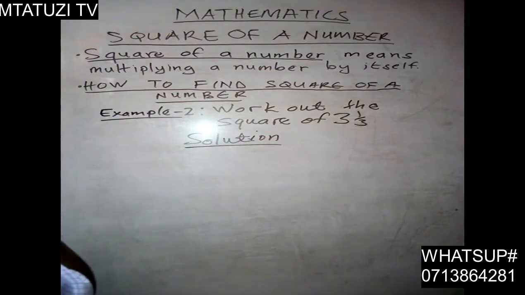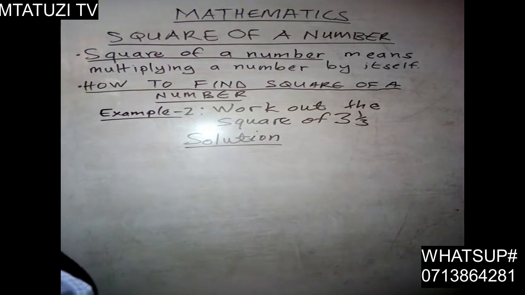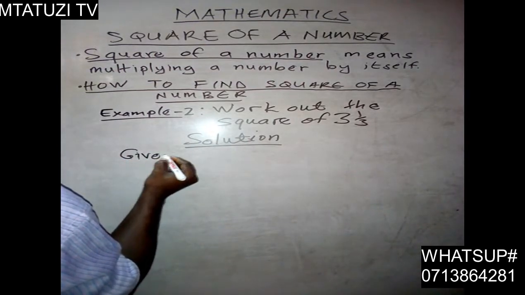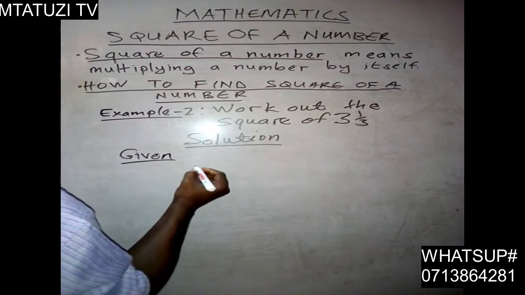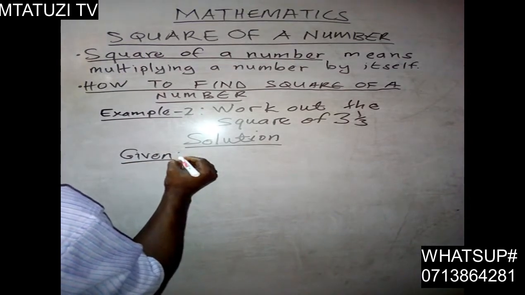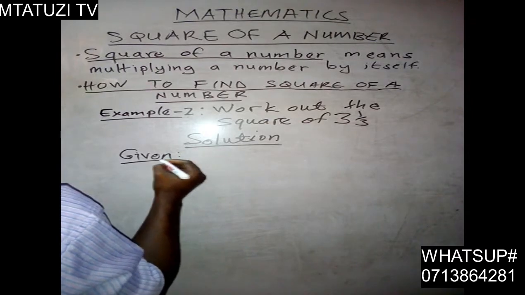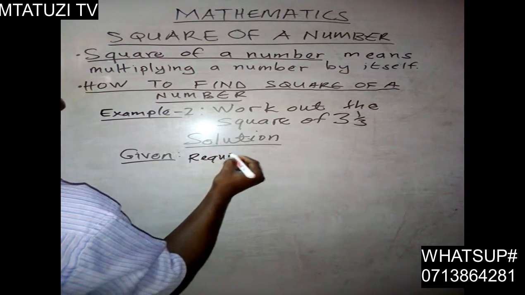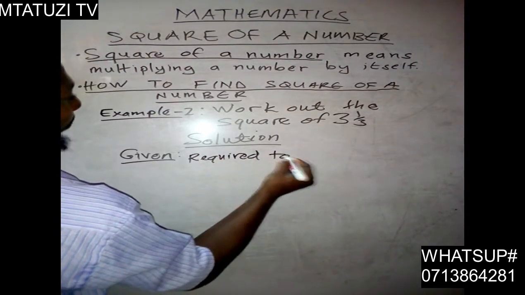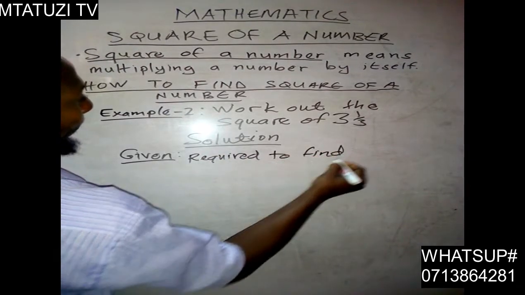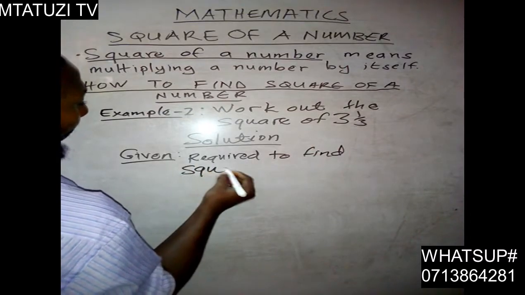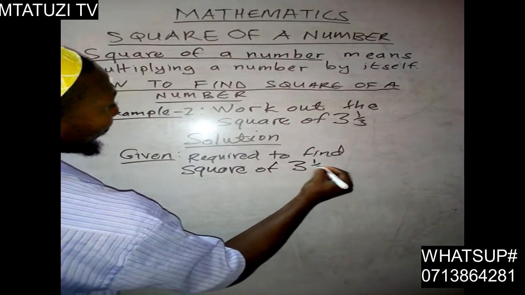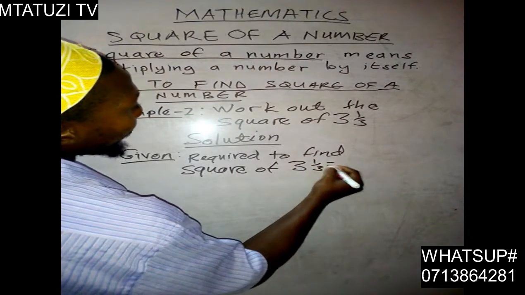So in order to find the square of that number, we have to multiply it by itself. Given, we are required to find the square of 3 and 1/3. It is equal to how much?